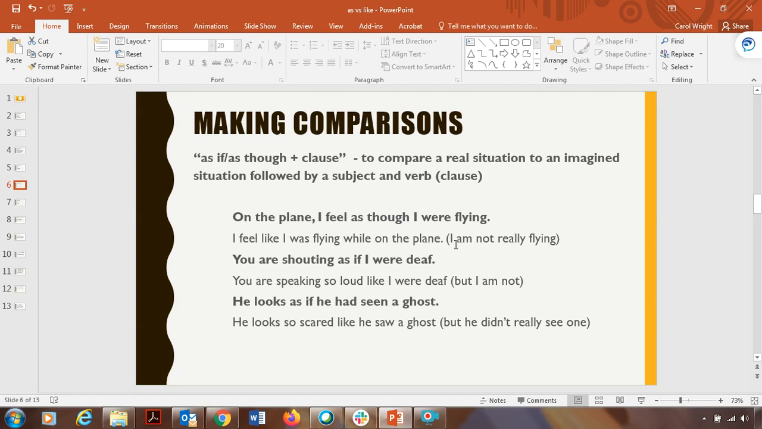You're shouting as if I were deaf. You're speaking so loud like I were deaf, but I am not. Okay? He looks as if he had seen a ghost. He looks so scared like he saw a ghost, but he didn't really see one. So I'm using my imagination here to compare something real to something imagined to make a comparison to what it feels like or what it seems like.